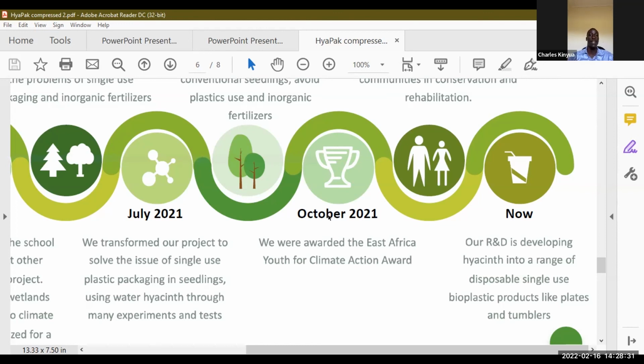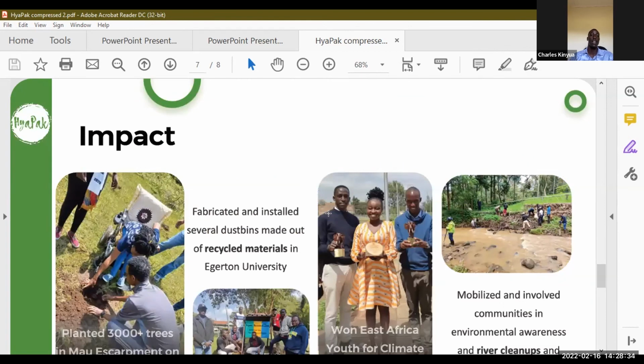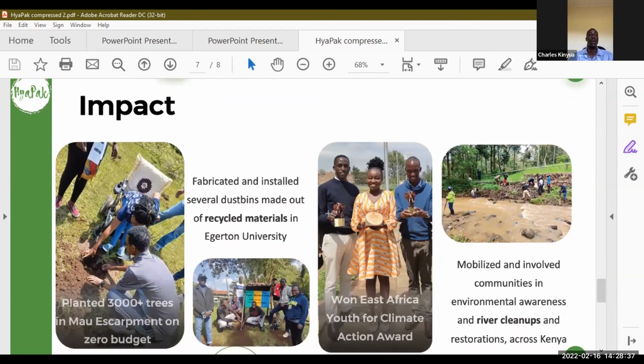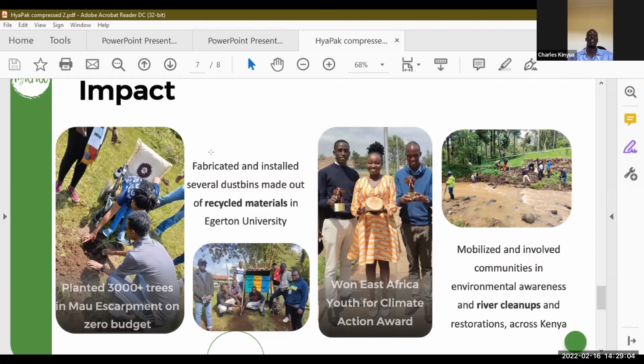On the impact we have had, we have planted so far over 3,000 seedlings in the Mau escarpments with a zero budget. Out of the same innovation, we were able to do responsible consumption, where we fabricated and installed several dustbins around our university using recycled materials. The other impact is that we also won the East Africa Climate Action Awards, and we have been able to mobilize and involve a lot of youth and communities in environmental awareness and river cleanups.